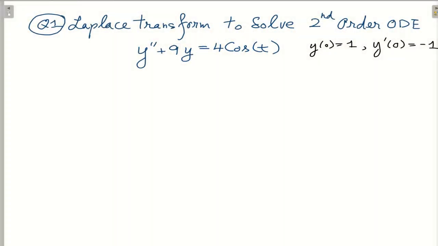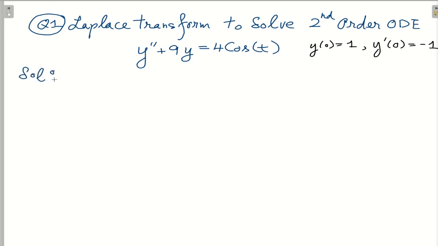Hello, today we are going to use a Laplace transform to solve the second order differential equation. If we have a second order differential equation of y double dash plus 9y equal to 4 cosine t, where the initial condition is y(0) equal 1 and y dash (0) equal minus 1. And today we are going to use Laplace transform to solve this equation.